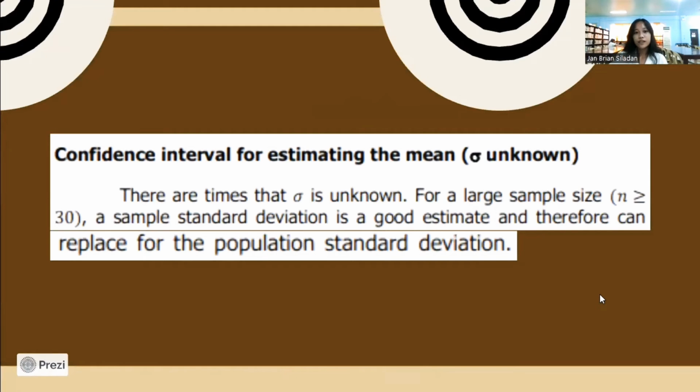Confidence interval for estimating the mean where the standard deviation is unknown. There are times that the standard deviation is unknown. For a large sample, n greater than 30, the sample standard deviation is a good estimate and therefore can replace the population standard deviation.